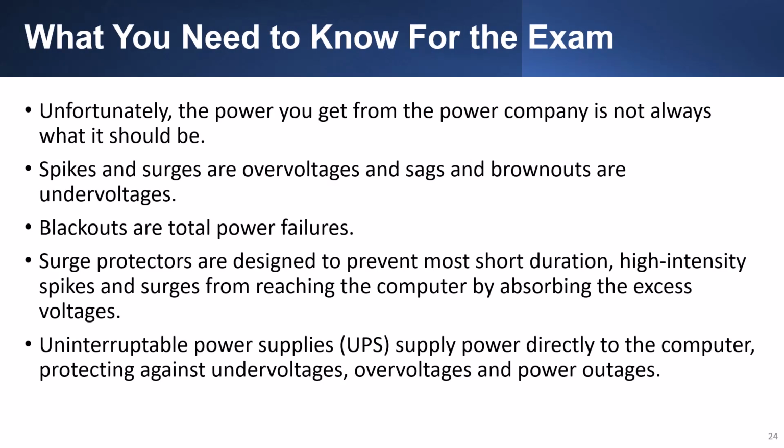In summary, unfortunately, the power you get from the power company is not always what it should be. Spikes and surges are overvoltages, and sags and brownouts are undervoltages. Blackouts are total power failures. Surge protectors are designed to prevent most short duration, high intensity spikes and surges from reaching the computer by absorbing the excess voltages. Uninterruptible power supplies, or UPS, supply power directly to the computer, protecting against undervoltages, overvoltages, and power outages.